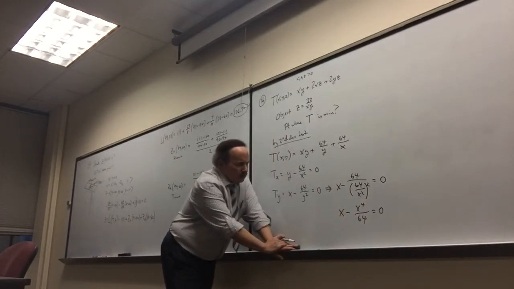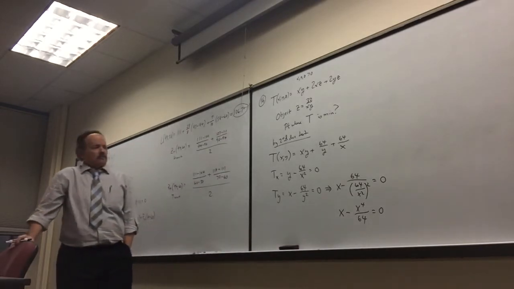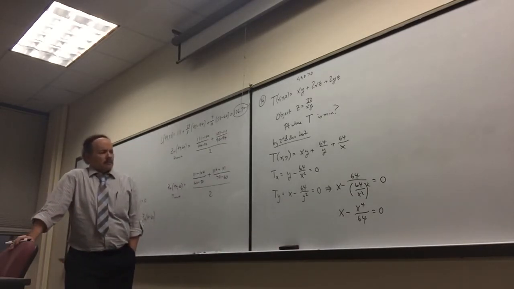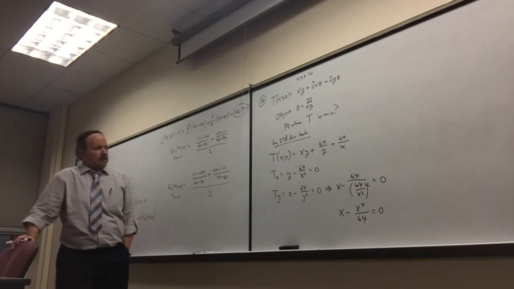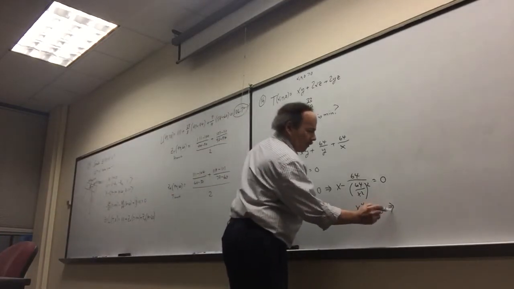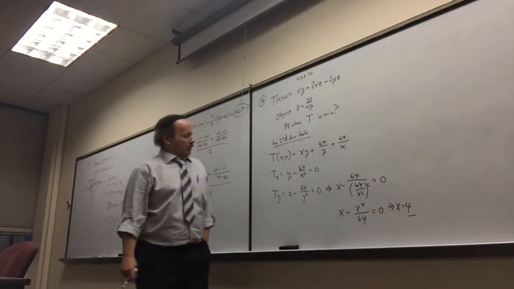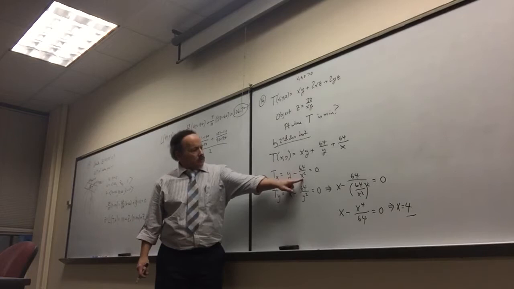Okay, well, what would x be? Isn't it 4? So x equals 4 here. And if x is equal to 4, then what is y?